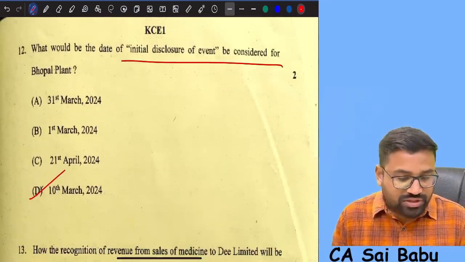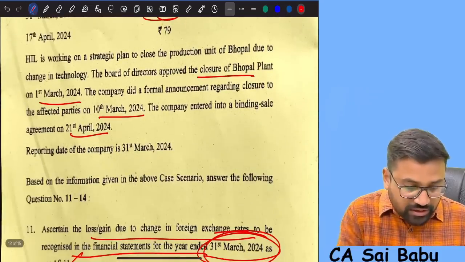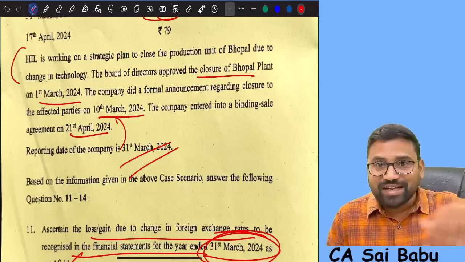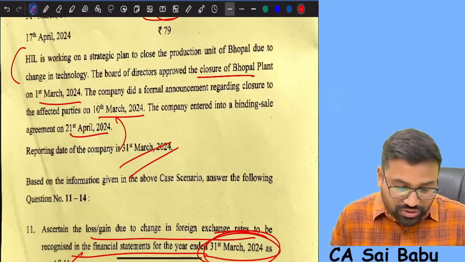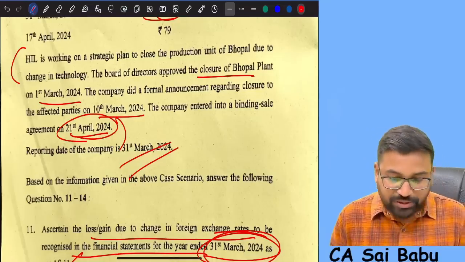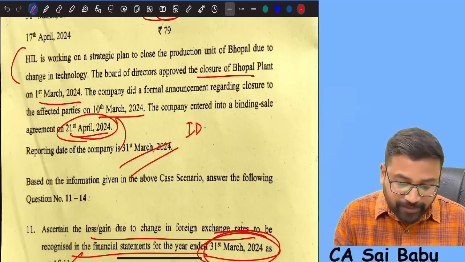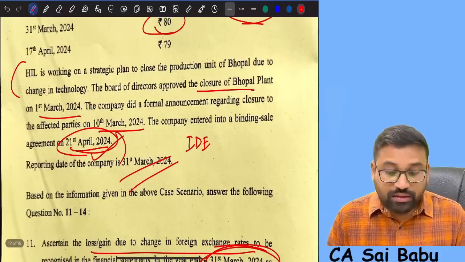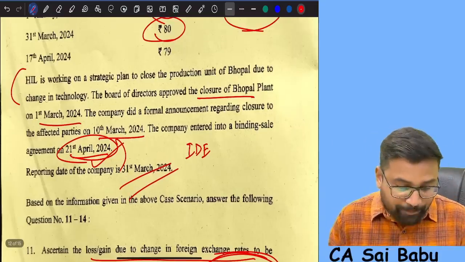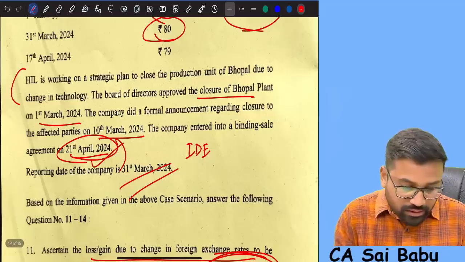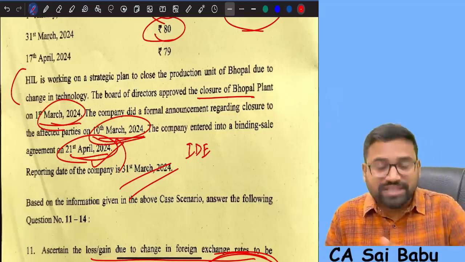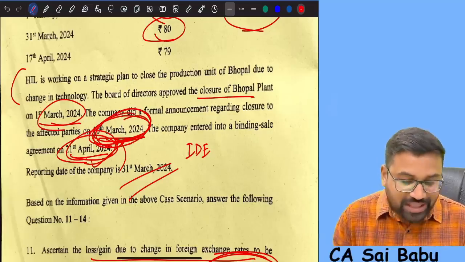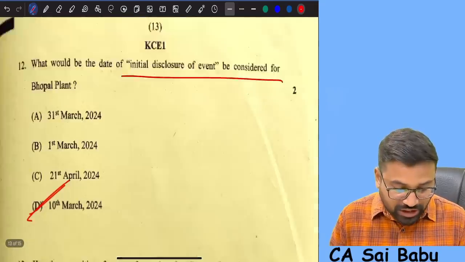What will be the initial disclosure event to be considered? See, in this question, AS 24 also, they have mixed 4 standards in this question, sir. What is the date of agreement, sir? 21st April. Initial disclosure event is date of agreement, that is 21st April, as well as plan approval and announcement, both have to happen. Plan approval when happened? 1st March, but announcement 10th April. So whichever is later we need to take, 10th April. So 21st April, 10th March, sorry. 21st April, 10th March, whichever is earlier, 10th March. So 10th March is the answer.